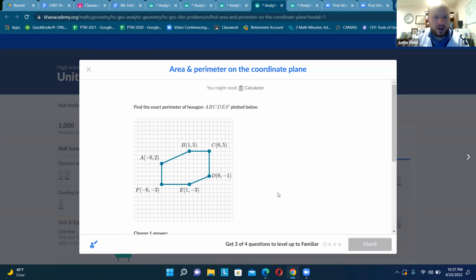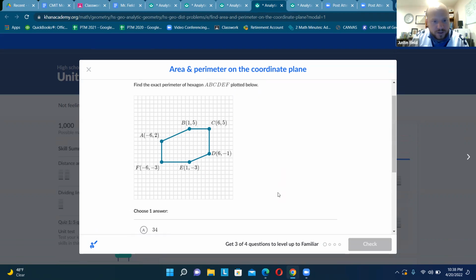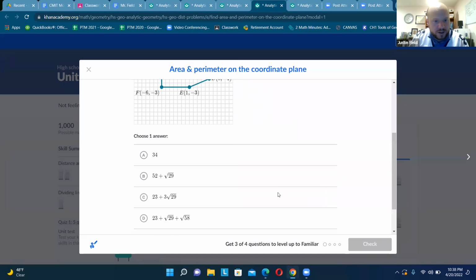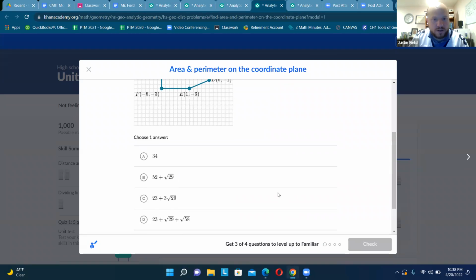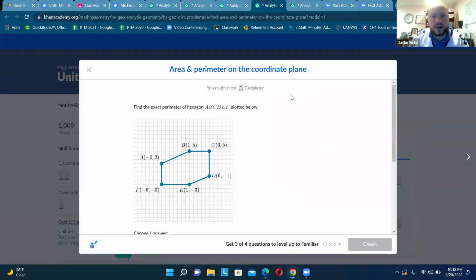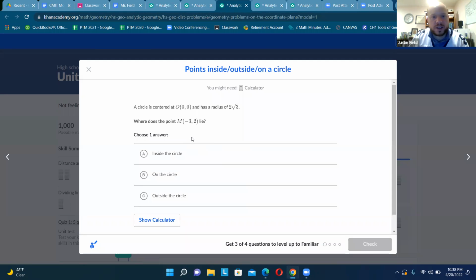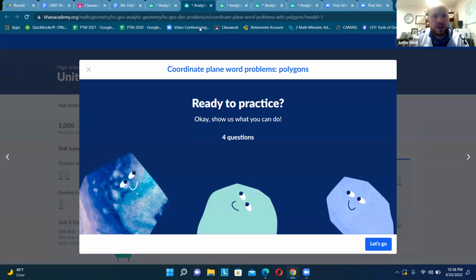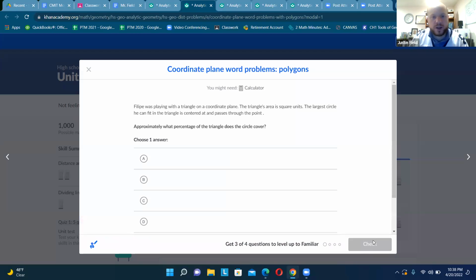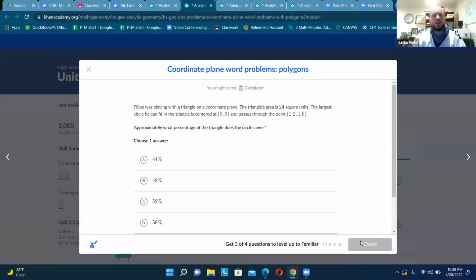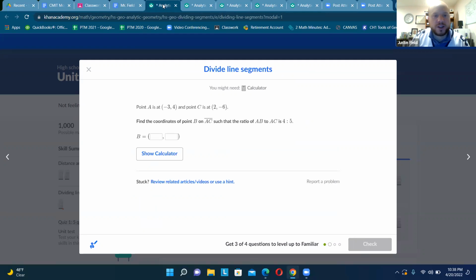Okay, so find the exact perimeter of this figure. Okay, wow, they're really making us work here. And then we got the points inside and outside a circle, and then we got the coordinate plane word problems. All right. Yes, I remember. All right, so this one is in the organizer.